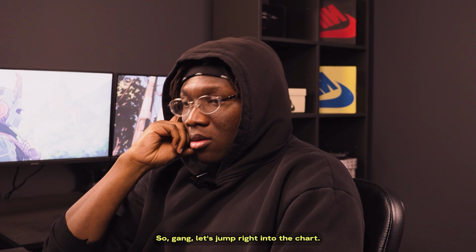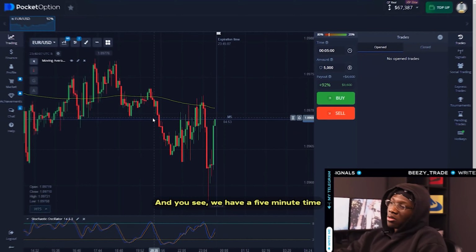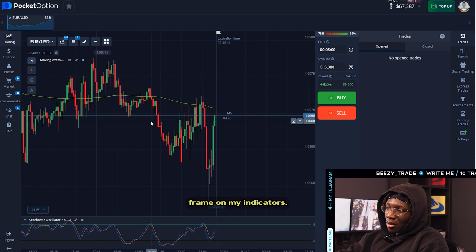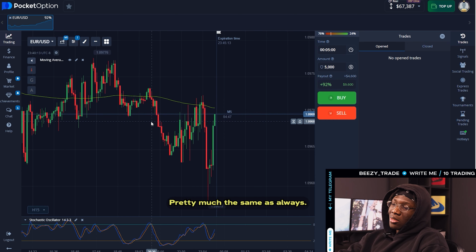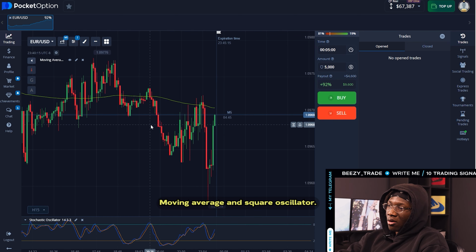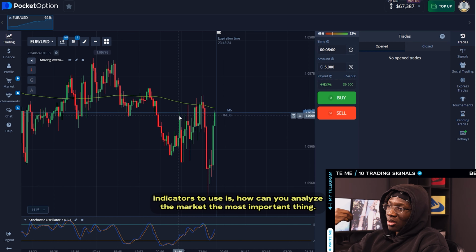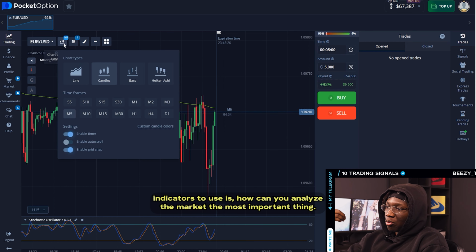So gang, let's jump right into the chart, and as you can see, we have a 5-minute time frame on. My indicators are pretty much the same as always: moving average and stochastic oscillator. In my opinion, you don't need nothing more. What you need to focus on, rather than thinking about what indicators to use, is how you can analyze the market, the most important thing.